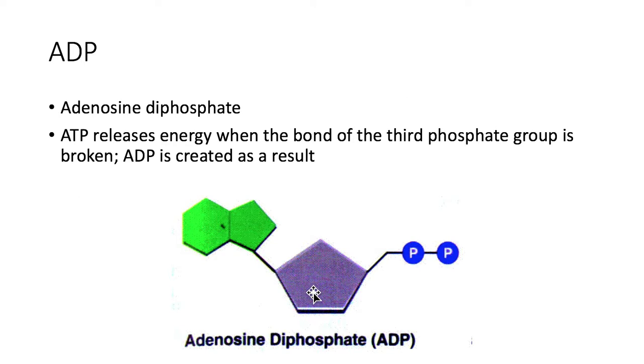The second molecule we're going to look at is ADP. And ADP is what forms when we take off one of those phosphate groups from our ATP. So adenosine diphosphate, di meaning 2, has only 2 phosphate groups because one of them was broken off to release energy. So this is ADP.